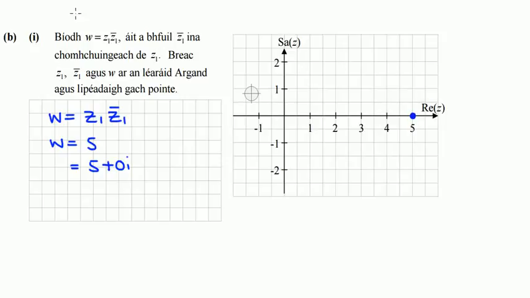Had we not done this in part A, we would have to multiply z by the conjugate of z to find it. So plotting w, we have 5 on the x and 0 on the imaginary axis. To plot our z1, just reminding ourselves, our z1 is 1 minus 2i. Our conjugate, therefore, is 1 plus 2i. We plot our 2 points and we label them.